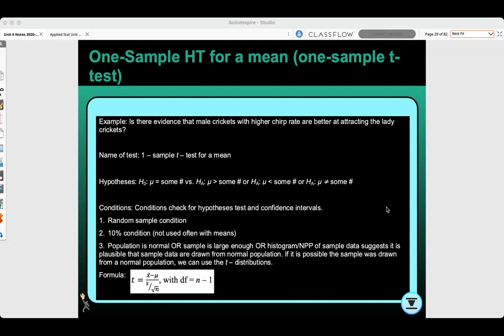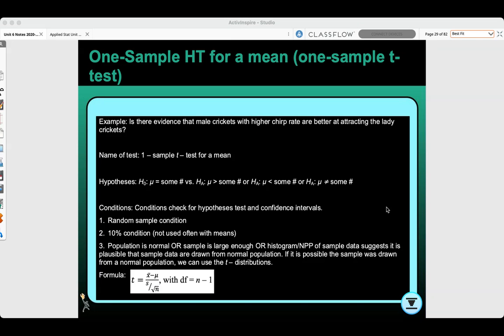Today we're going to talk about the one-sample hypothesis test for a mean, a one-sample t-test. Our example: is there evidence that male crickets with higher chirp rate are better at attracting the lady crickets? The name of our test is a one-sample t-test for a mean, so you still need to state that when we go through our hypothesis test.